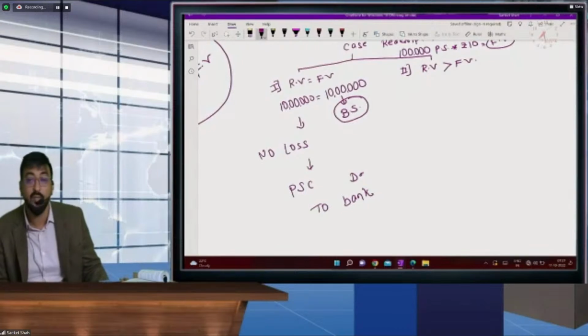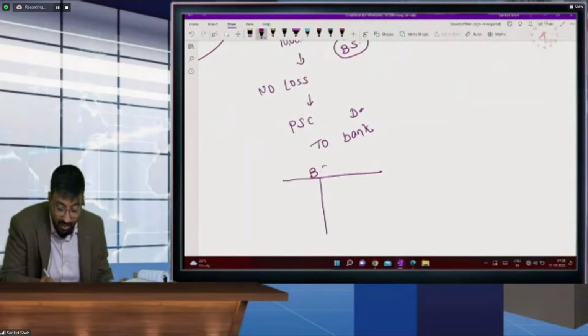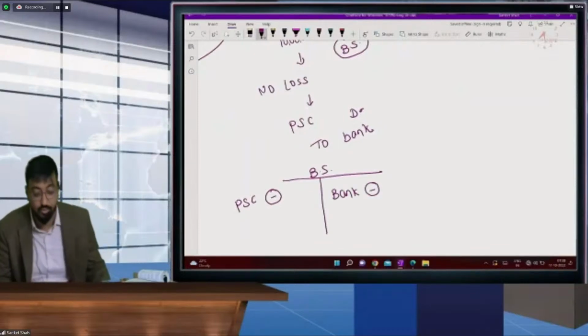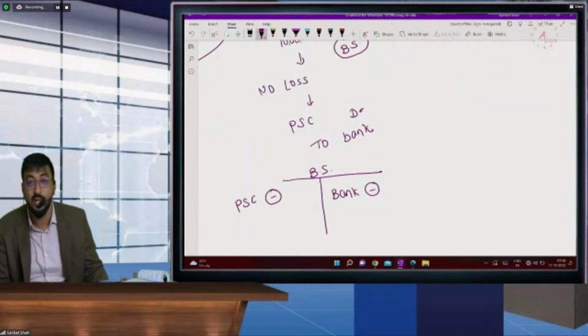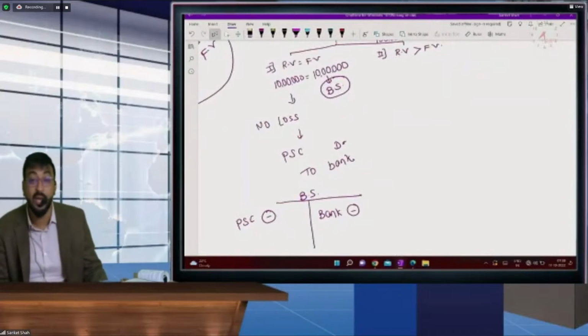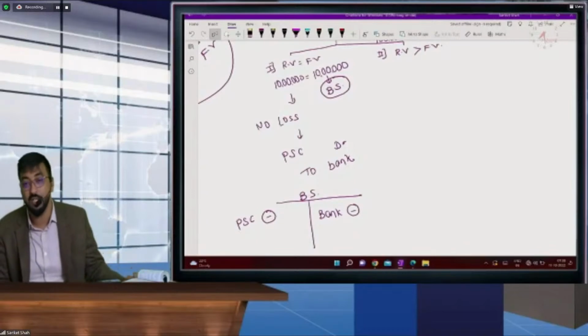Now visualize your balance sheet. In your balance sheet, your preference share capital is going to reduce and your bank balance is also going to reduce. After every entry, at intermediate level you have to visualize your balance sheet and profit and loss account. To improve your basics, improve them by visualizing. You have to visualize the whole balance sheet and profit and loss account.